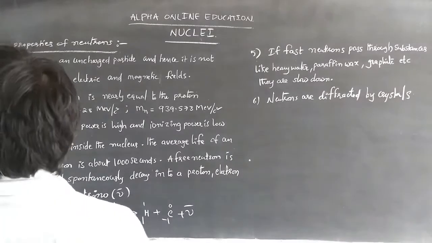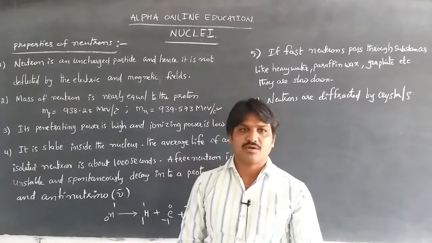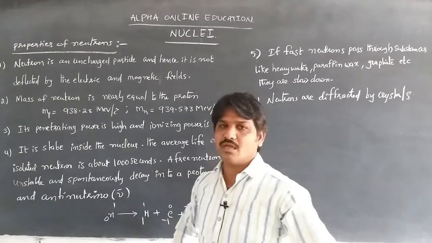Properties of neutrons. After James Chadwick discovered neutrons, he got the Nobel Prize for the discovery of the neutron.